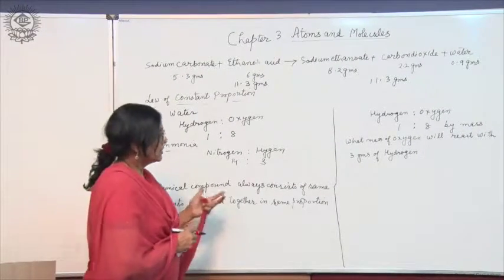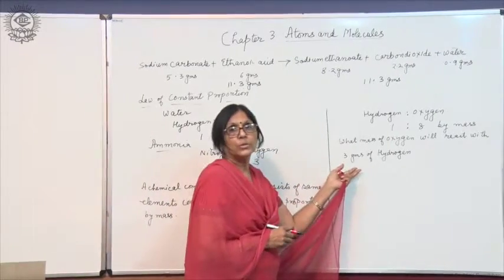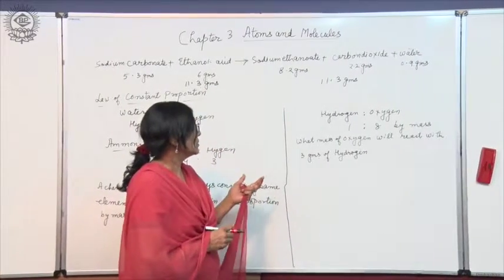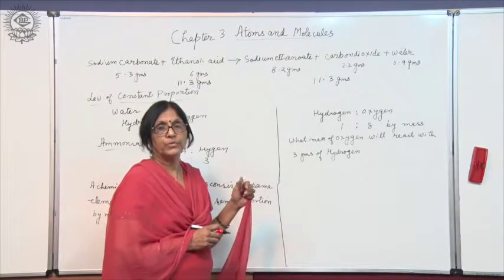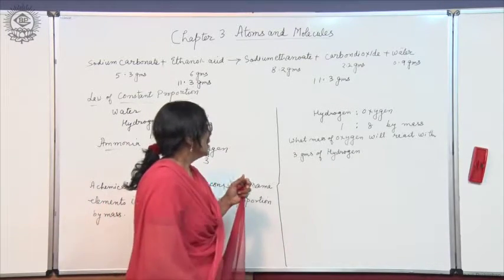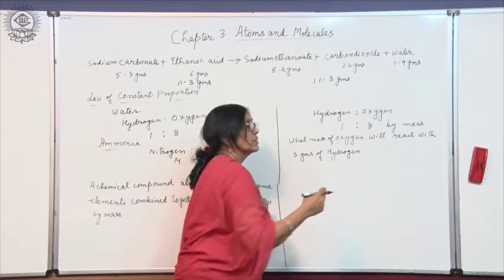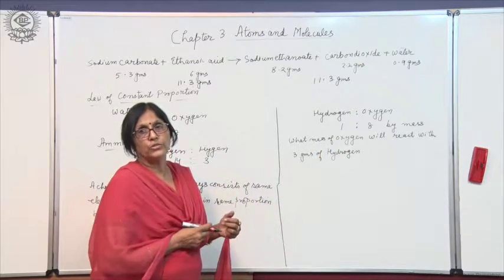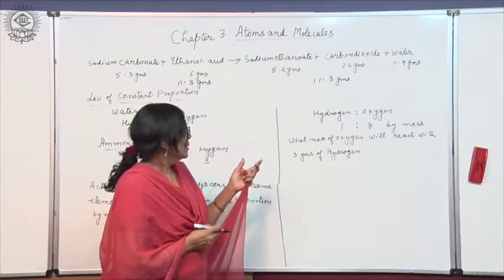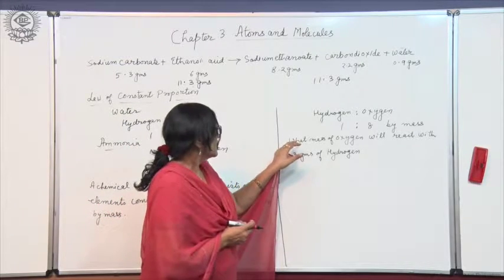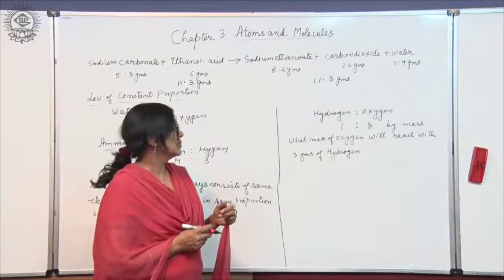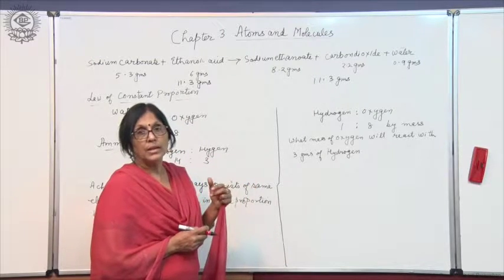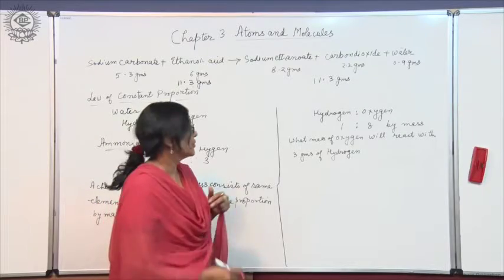Now, let us do some calculation to prove this law of constant proportion, which is also called the law of definite proportion. In water, hydrogen and oxygen combine in the ratio 1:8 by mass. Now, what mass of oxygen will react with 3 grams of hydrogen? We can calculate it with the help of the law of constant proportion.